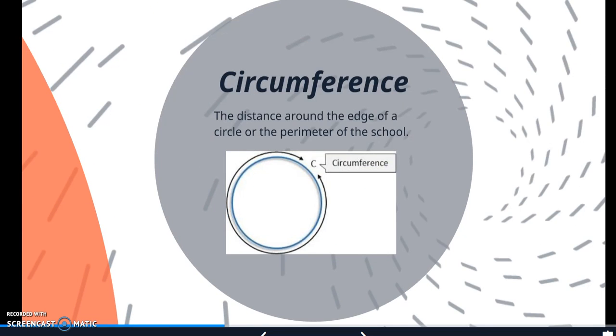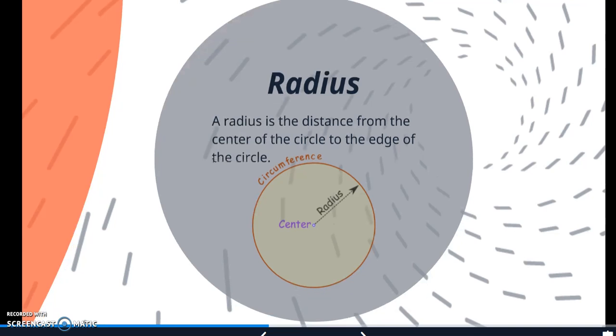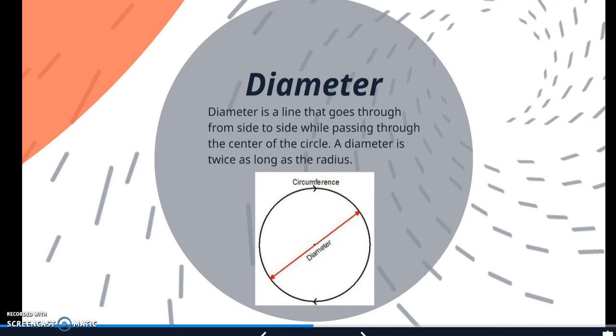Circumference is the distance around the circle or the perimeter of the circle. Radius is the distance from the center of the circle to the edge of the circle. And diameter is the line that goes through from side to side while passing through the center of the circle. The diameter is twice as long as the radius. If the line does not pass through the center of the circle, then that is not the diameter.